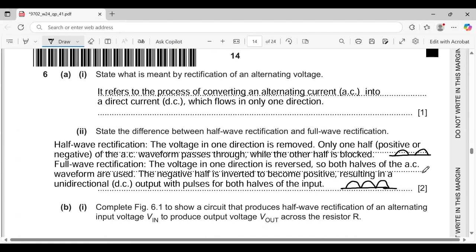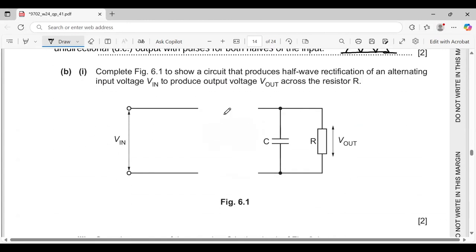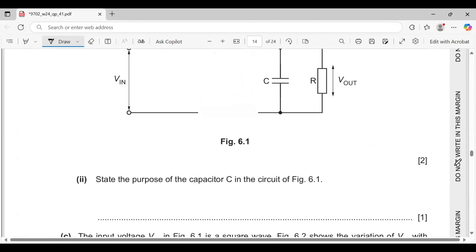Okay, so that's the difference: half wave rectification and full wave rectification. Complete figure 6.1 to show a circuit that produces half wave rectification of an alternating input voltage V in to produce output voltage V out across the resistor.